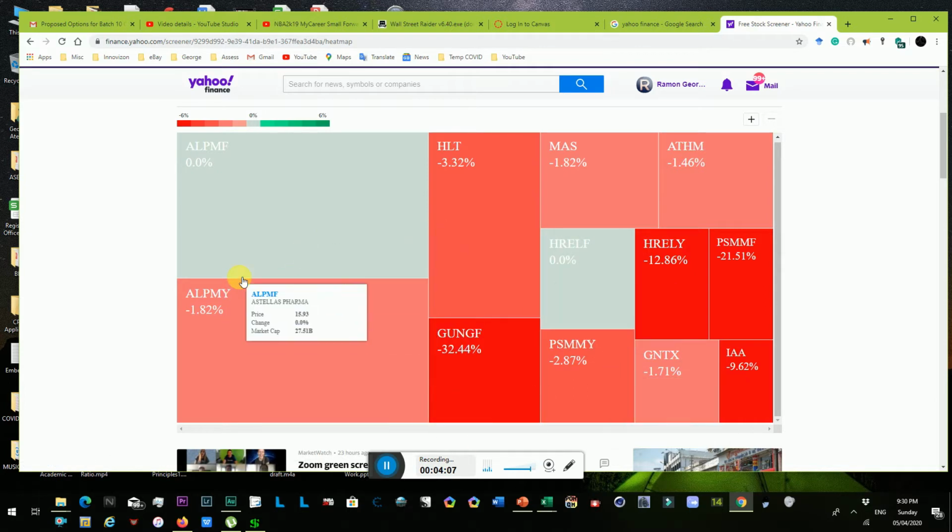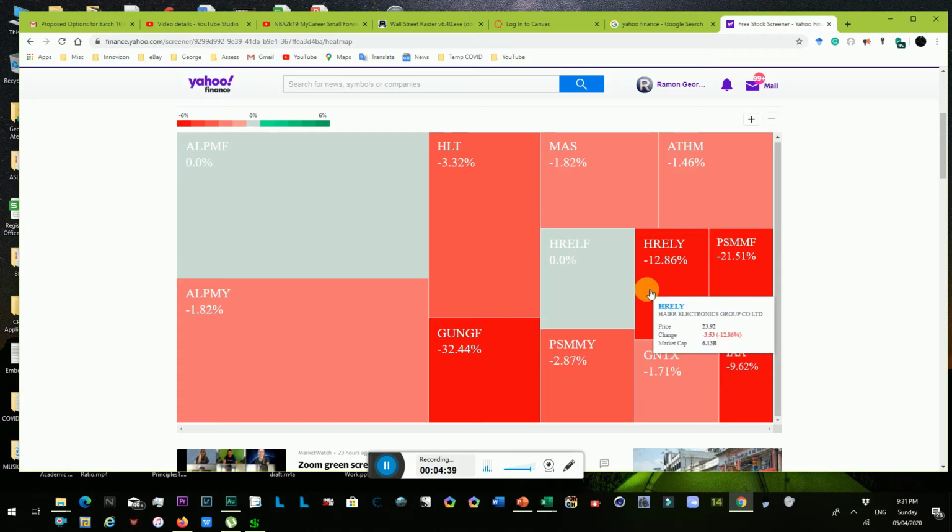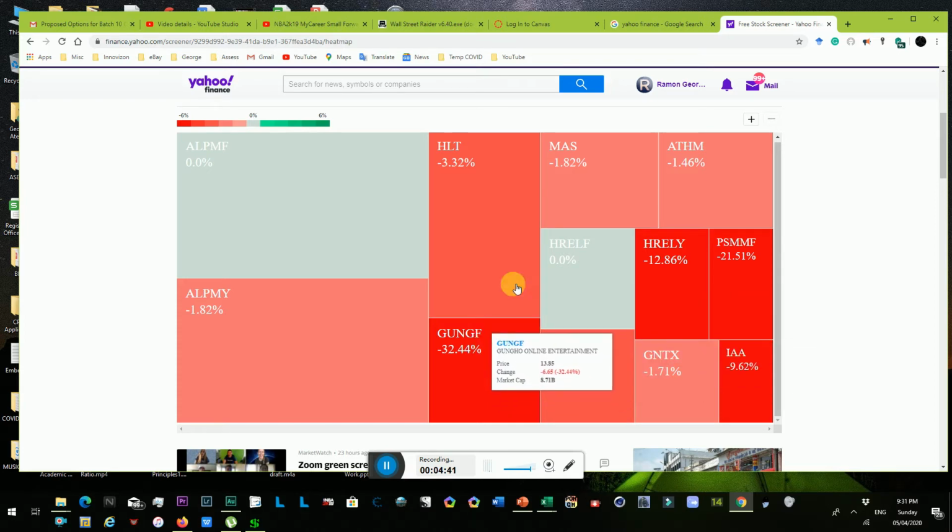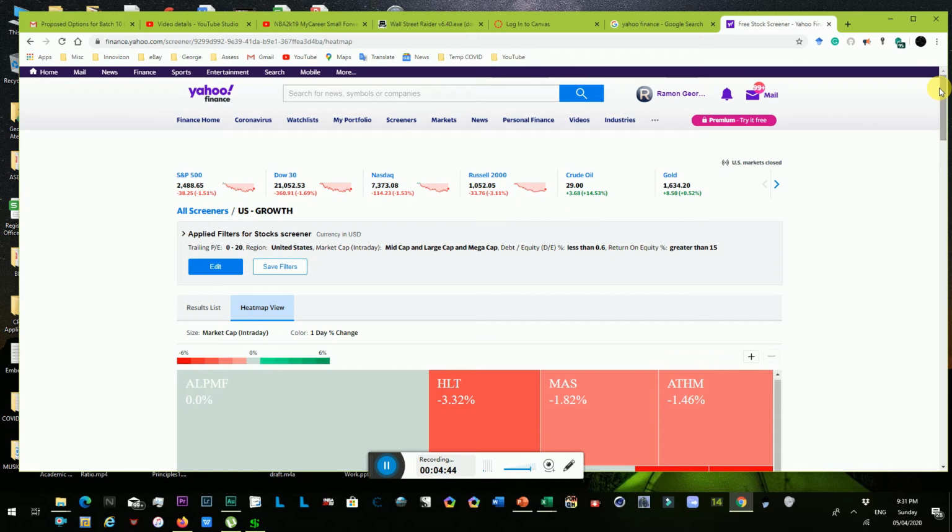If you put all the companies that are listed here, then you will see all the companies that were listed are down today. Hilton Holdings is down 3% today. I mean yesterday, because the stock market is not yet open. Yesterday means last trading day. Masco Corporation is down 1.82. Wow, Persimmon is down 21%. IAA is down 9.6%. So we have many companies that are down.